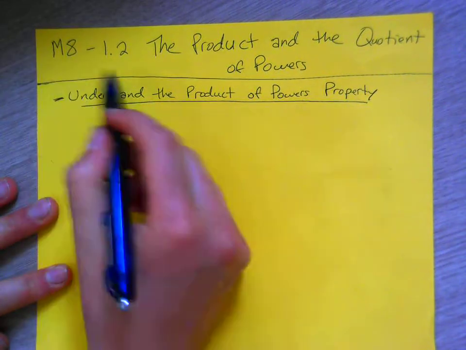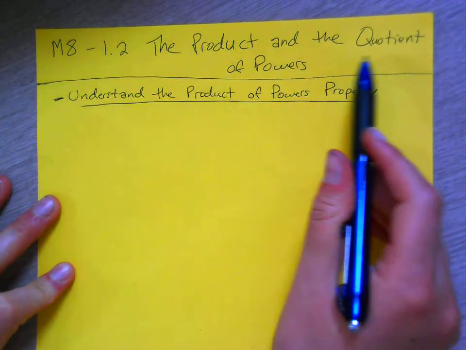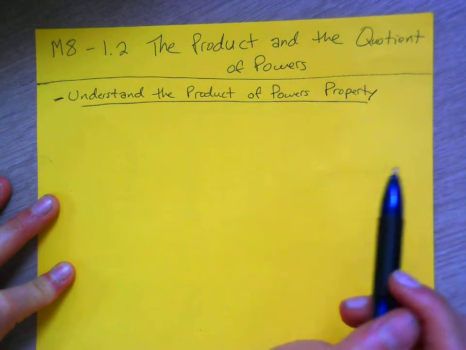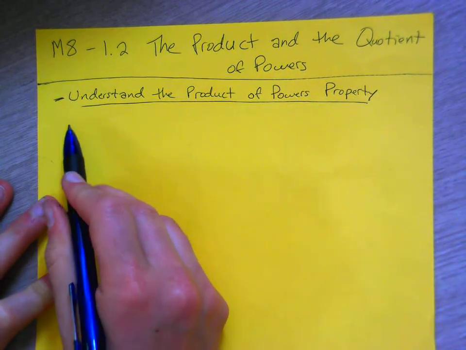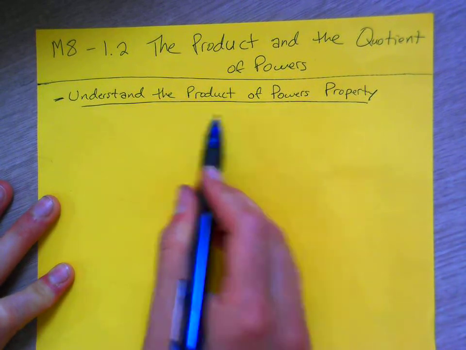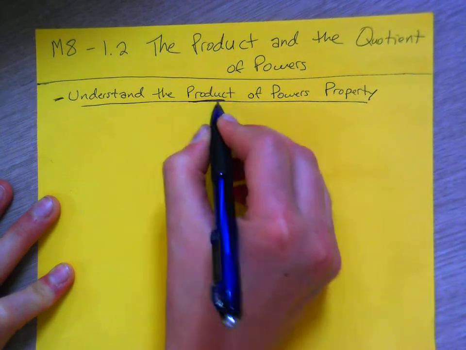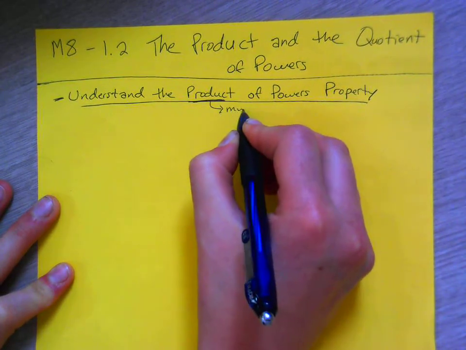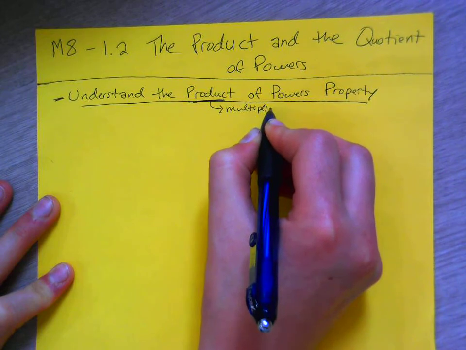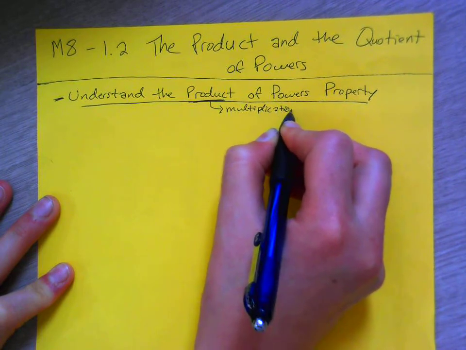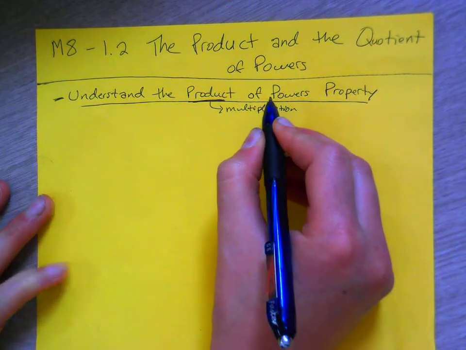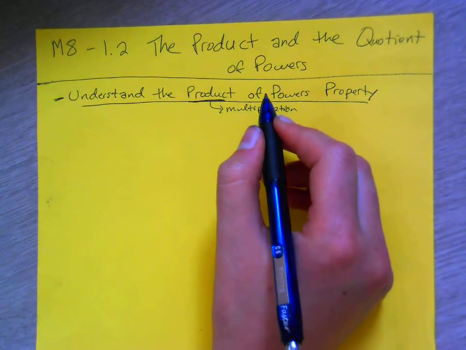This is Math 8, Section 1.2, the product and the quotient of powers. First, we are going to understand the product of powers property. Remember that product means multiplication. So we're going to be multiplying two things that both have powers.